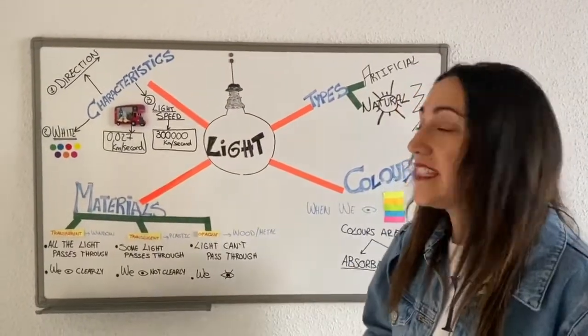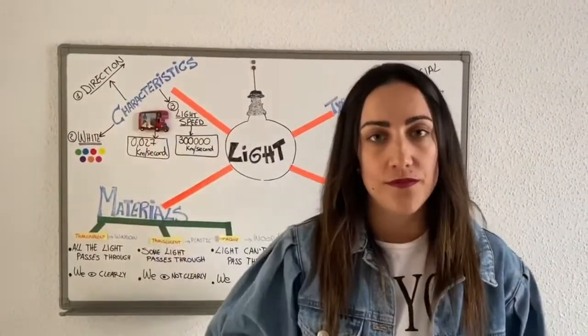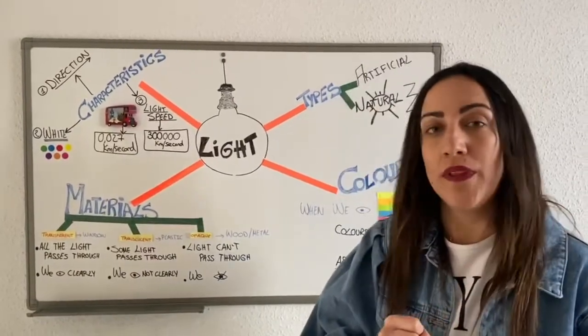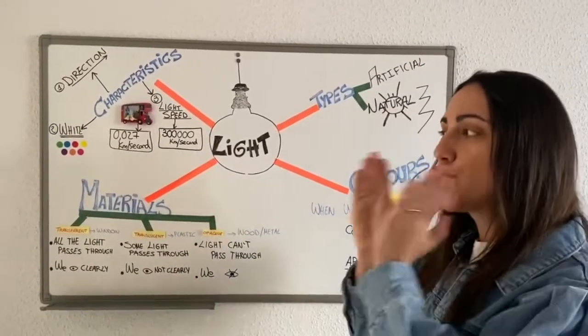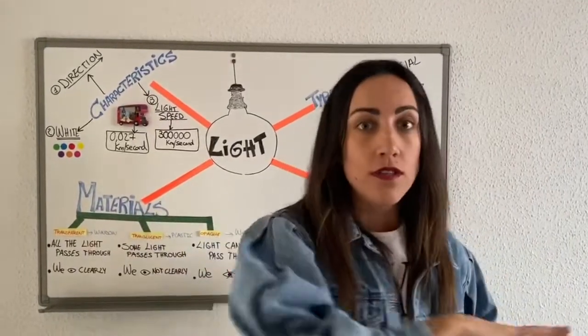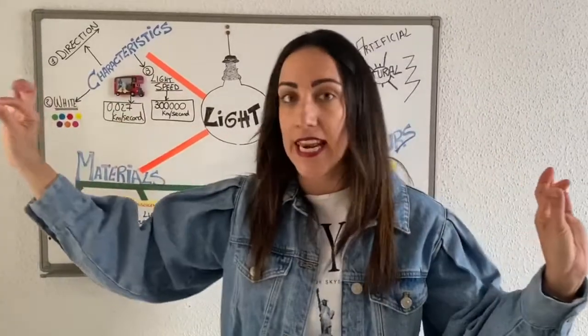Then, let's learn about its characteristics. The first thing, direction. How does the light travel? Well, the light travels always in straight lines. It doesn't travel through vibrations or through waves. No, only straight lines.